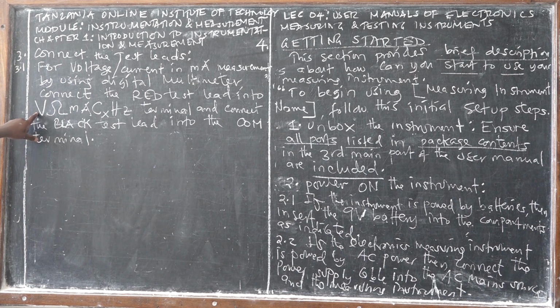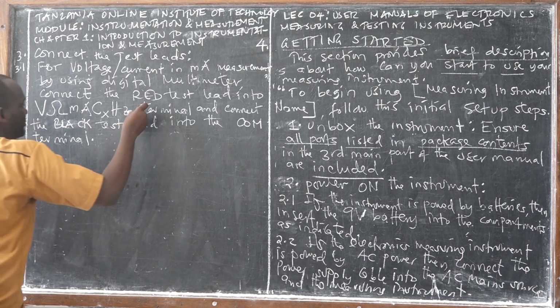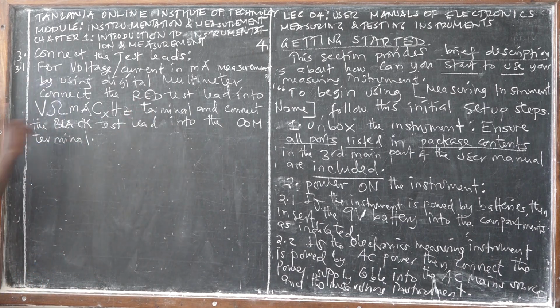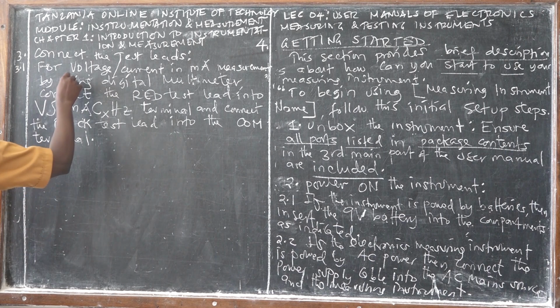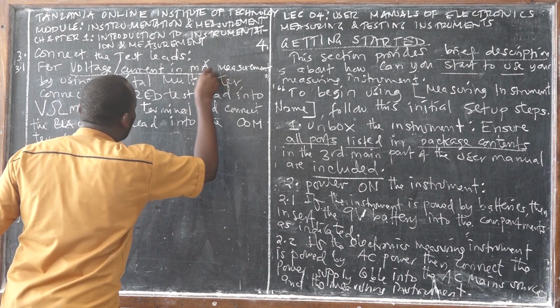So say voltmeter. Say ohmmeter. Say milliammeter. Say capacitance meter. Say frequency meter. Okay, so that is for voltage or current in milliampere measurement. This is the key information.